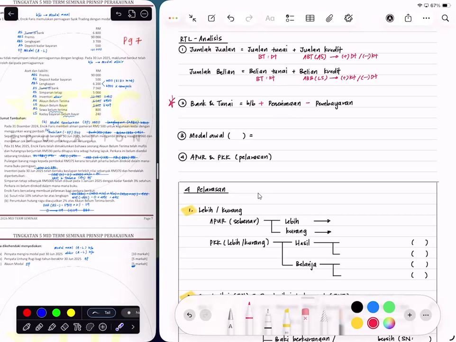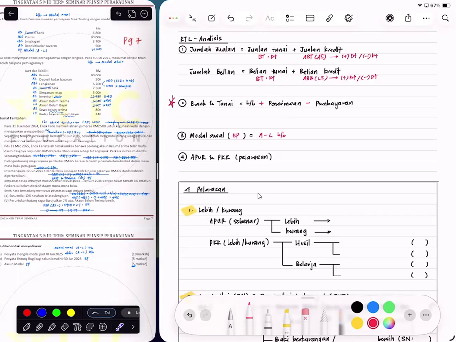Okay, now back to modal awal. Modal awal is EP. We learned how to calculate earlier by using kaedah perbandingan, right? Same way, by taking asset minus liability using baki PB. Then lastly, APO and PKK lah. And of course, when you want to do APO and PKK, there will be pelarasan.